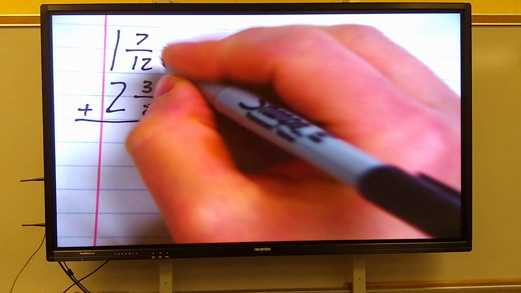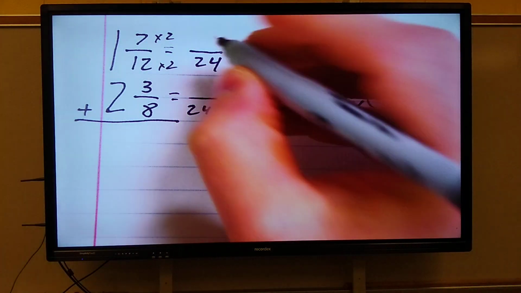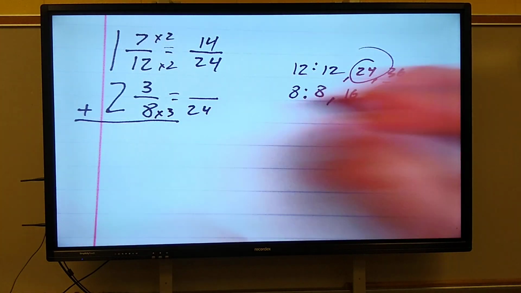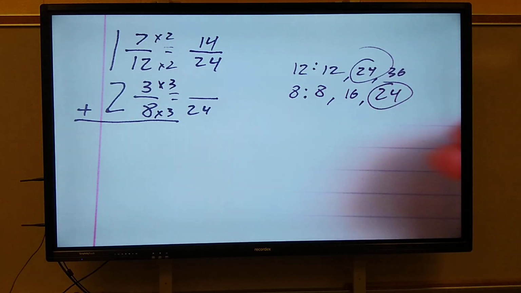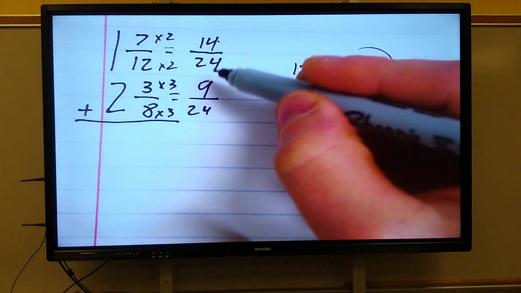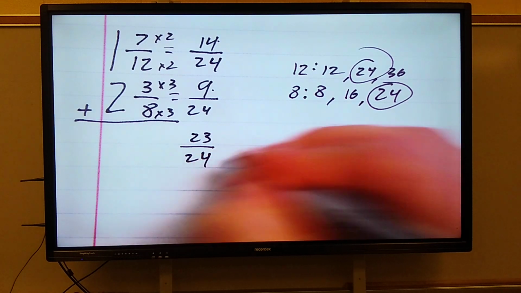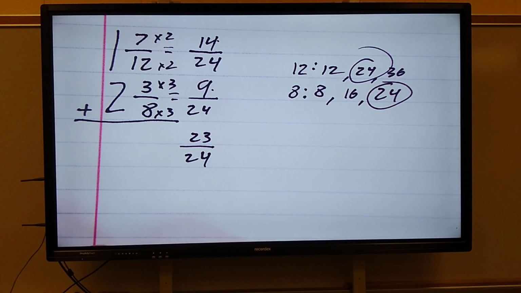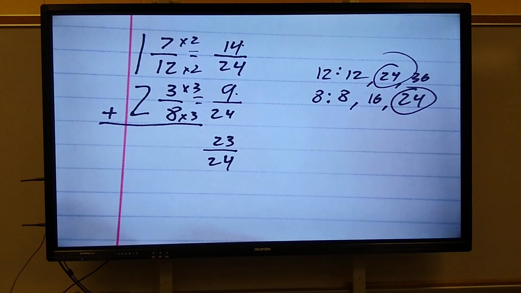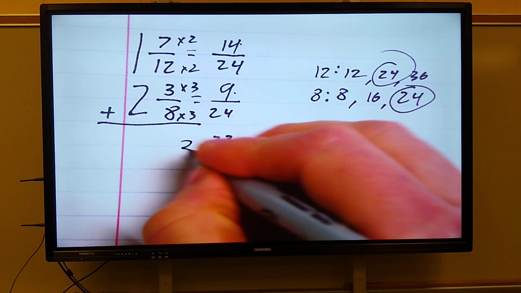All right. 12 times 2 is 24. So 7 times 2 is 14. 8 times 3 is 24. 3 times 3 is 9. Now this is addition. 14 plus 9 is 23. 24 is my denominator. It stays the same. My last step is to add all the whole numbers. 1 plus 2 equals 3.